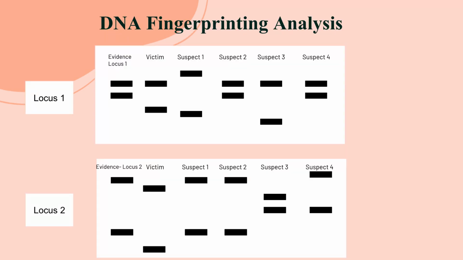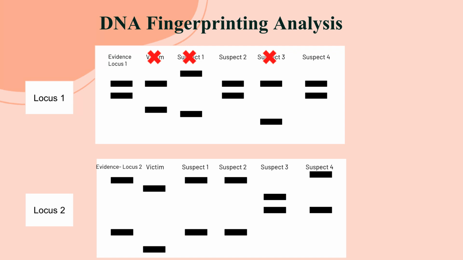We will now determine who left the DNA at the crime scene utilizing DNA from 2 loci. If an individual does not match both alleles at each locus, they are ruled out as a suspect. Looking at locus 1, we can see that the victim, suspect 1, and suspect 3 can be ruled out as suspects because they do not match both alleles found at locus 1. However, suspect 2 and suspect 4 match the evidence at locus 1, so they cannot yet be ruled out.